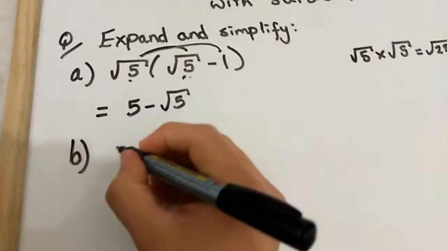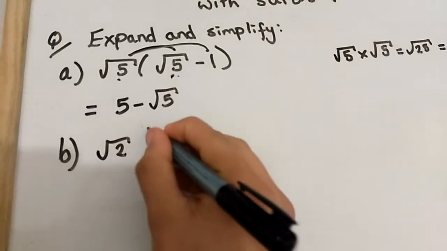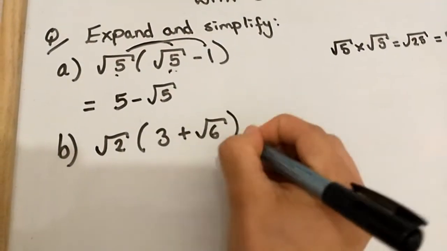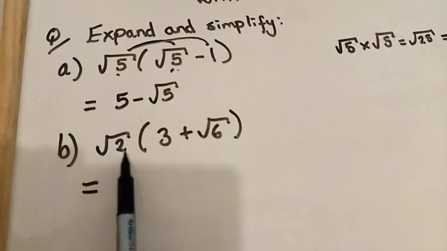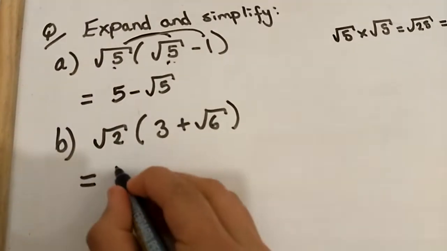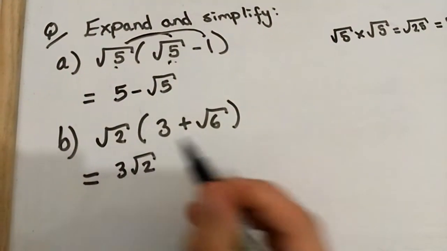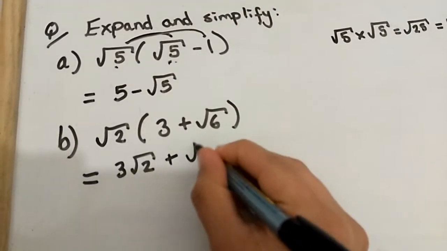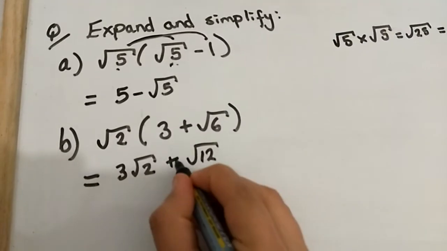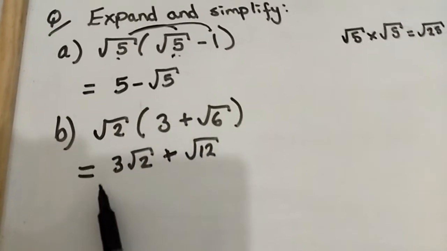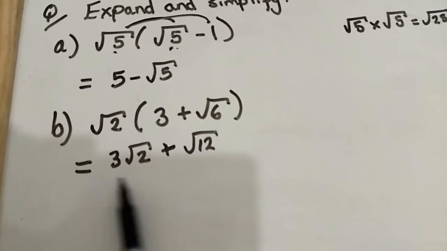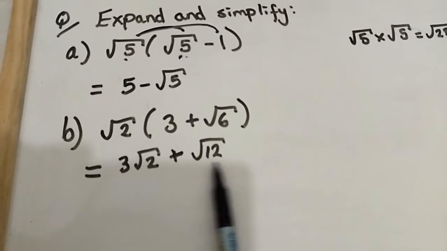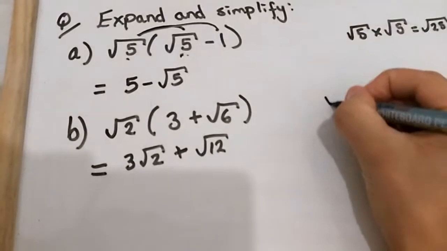Next example, root 2 bracket 3 plus root 6. Root 2 times 3 is 3 root 2. Root 2 times root 6 is root 12, 2 times 6 is 12. Now, if we look at these two values, 3 root 2 is in its simplest form, but we can simplify root 12. We can do that at the side.